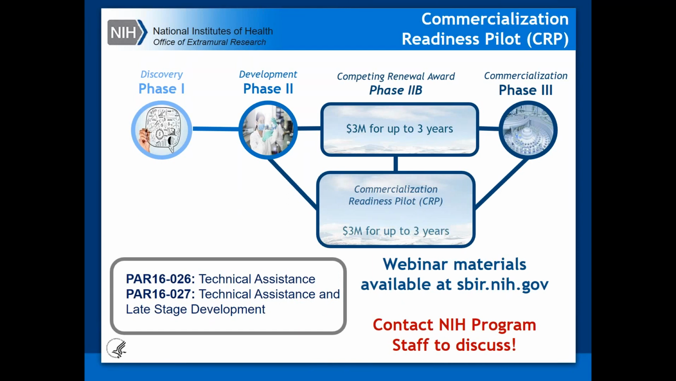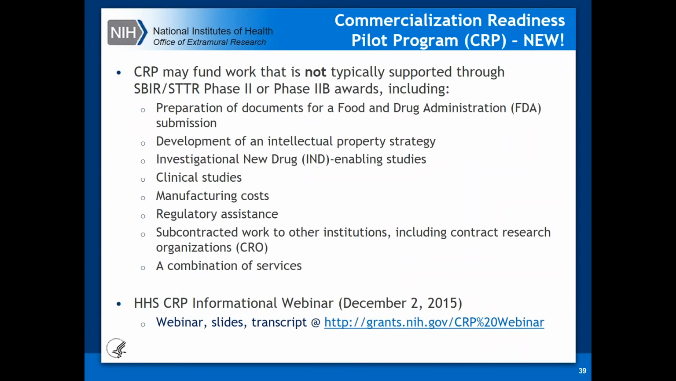Another program the NIH has is the Commercialization Readiness Pilot Program, or the CRP. Web materials are available at sbir.nih.gov. You need to contact the program staff to discuss. Not all ICs participate in the CRP. There are 2 announcements: PAR 16-026, technical assistance, and PAR 16-027, technical assistance and late stage development. Different ICs participate in each of those, and the 026 one, I believe, is a 300K cap, and I believe 027 may have a 3 million cap. Okay, next slide, please. So what is the CRP about?